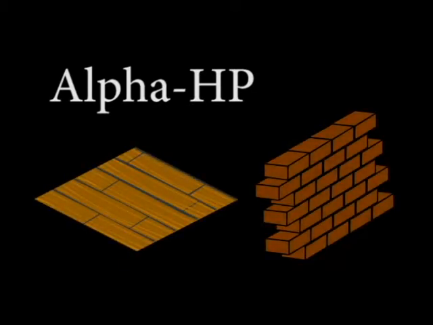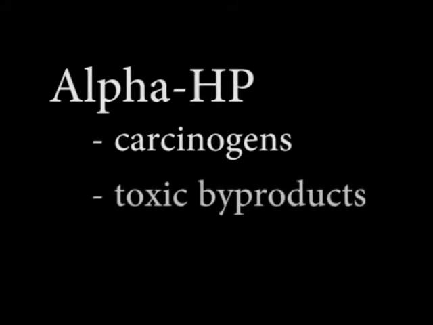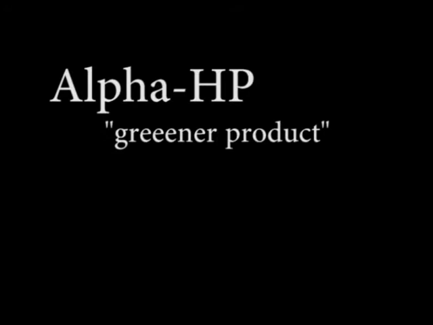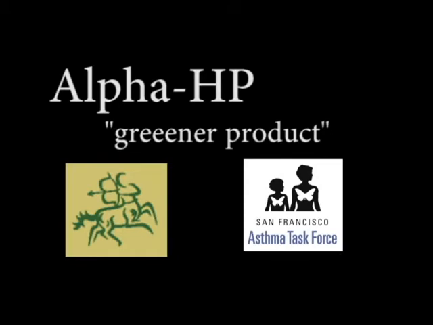Alpha HP is used to disinfect floors, walls, and etc., but doesn't disinfect ones with blood or human bodily fluids. Alpha HP contains hydrogen peroxide. Hydrogen peroxide products do not contain carcinogens or asthma-causing chemicals, nor do they contain toxic byproducts. Alpha HP has been considered a greener product by multiple programs and groups, including Green Cleaning Center and the San Francisco Asthma Task Force.